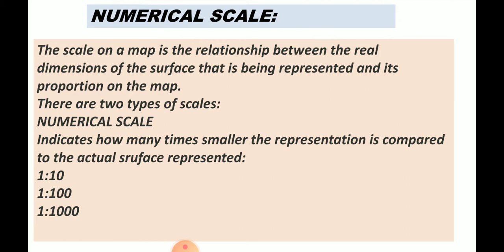That means it can be 1 centimeter, and the actual land can be 10 centimeters, or it can be 1 centimeter on your paper and on the land it can be 10 kilometers. 1 is to 100: you are drawing a 1 centimeter line on the paper, then that 1 centimeter line is telling you it is actually 100 kilometers. So that depends on the type of your map.